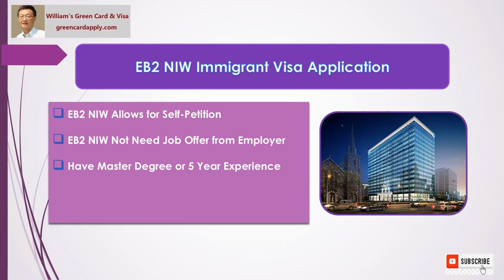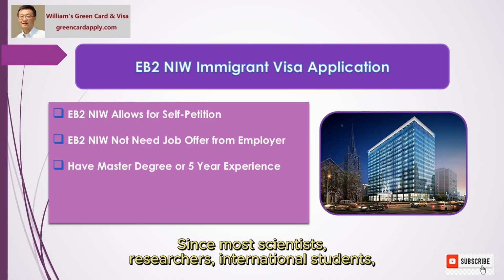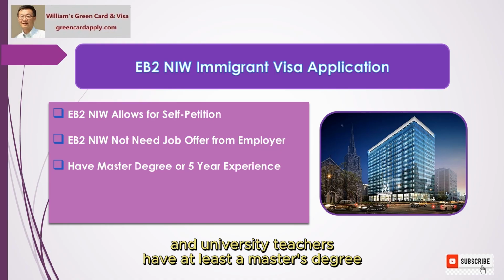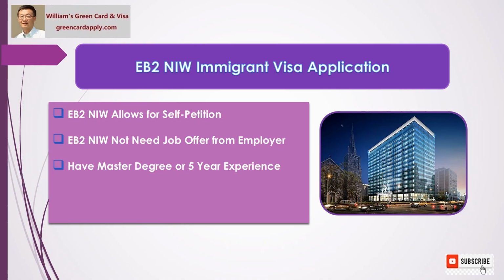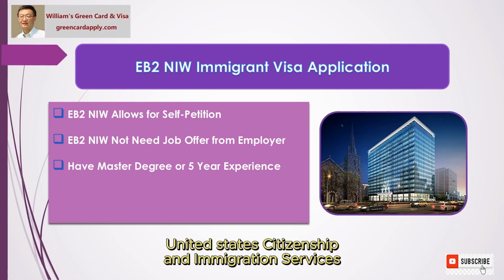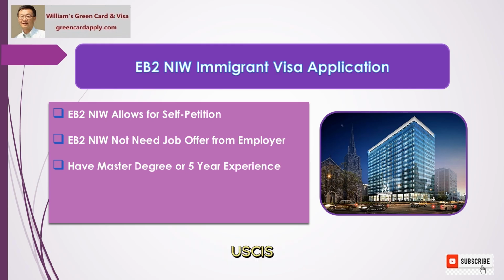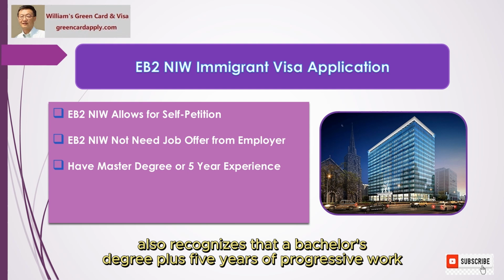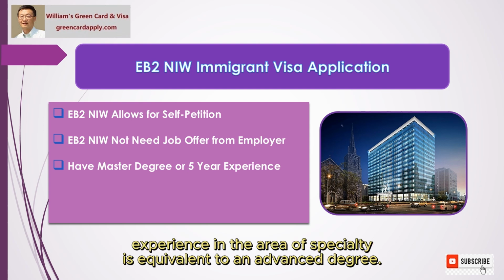employer. Since most scientists, researchers, international students, and university teachers have at least a master's degree, the waiver provision can be extremely beneficial to the academic community. United States Citizenship and Immigration Services, USCIS, also recognizes that a bachelor's degree plus 5 years of progressive work experience in the area of specialty is equivalent to an advanced degree.